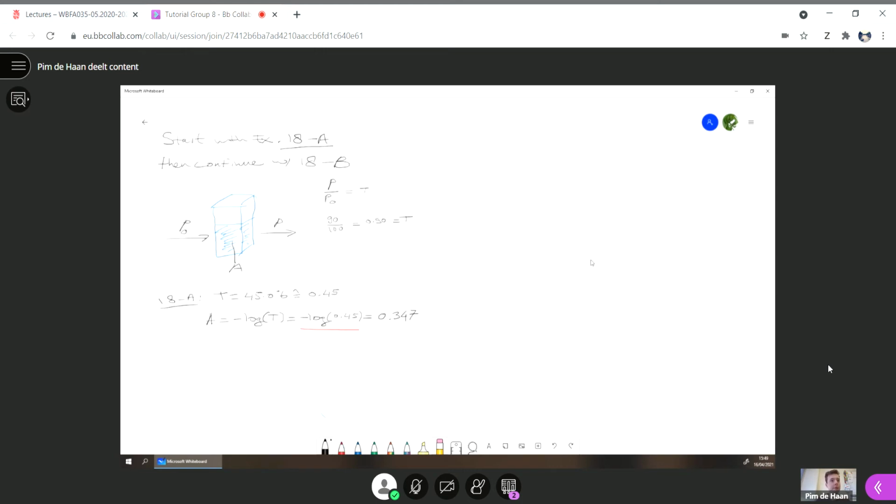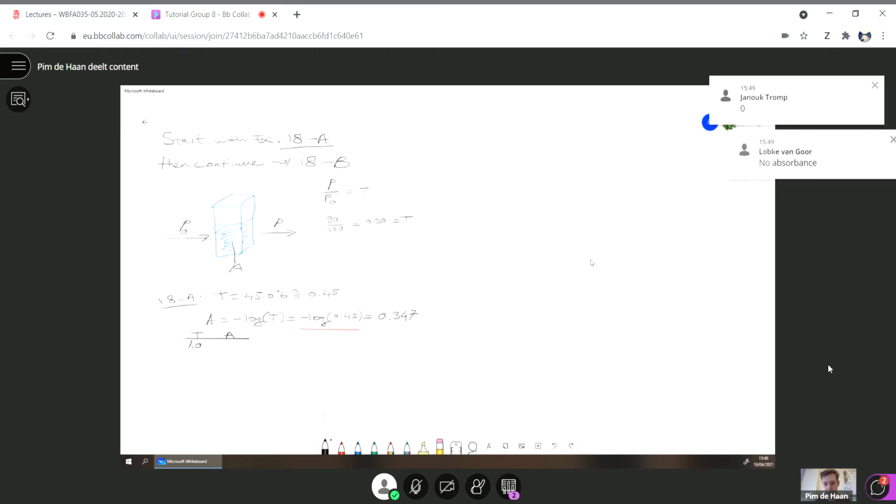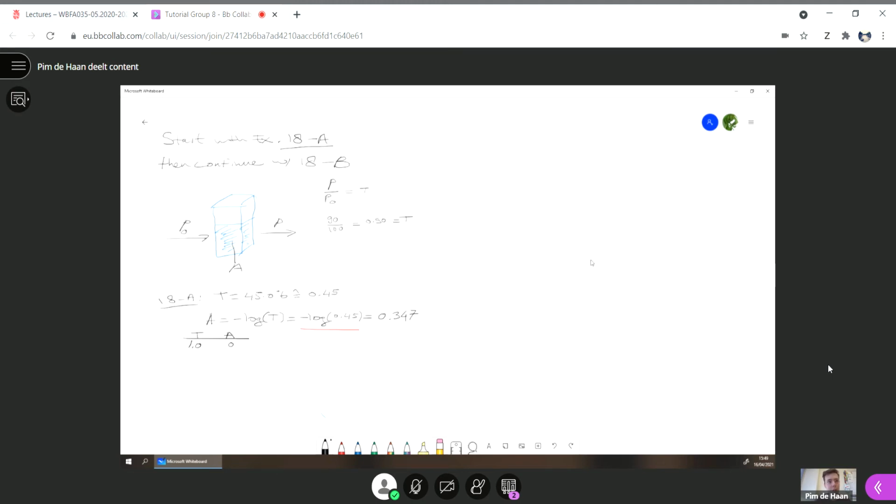What if you have a transmittance of 100%? So transmittance, absorbance. If you have a transmittance of 1, so all the light passes through, then what is your absorbance? No absorbance? Yes. Yanuk, 0. Okay, negative log of 1 is 0. That's correct. If we have a transmittance of 90%, what is the absorbance?